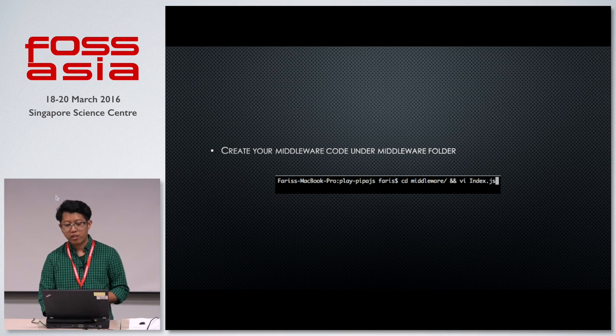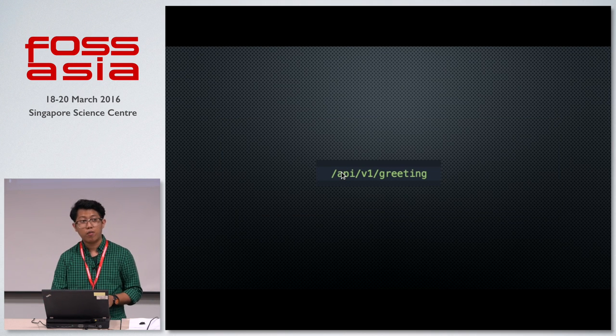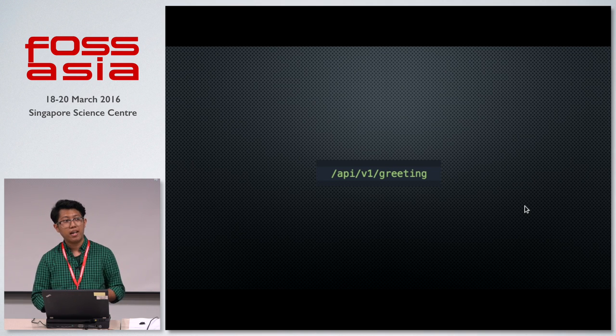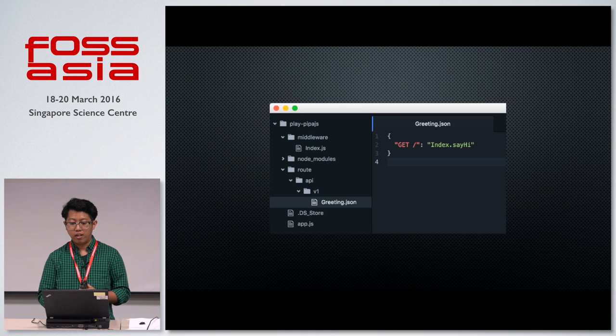The first thing you need to do is create your middleware code. This will be the folder structure, middleware and route, that we created earlier. We have a function called sayHi, right? This is our middleware. I want that function to be called when I access API version 1 greetings. The thing you need to do is only create the API folder, then the v1 folder, and then the route files. So this will be the structure: API, v1, and then greeting.json.